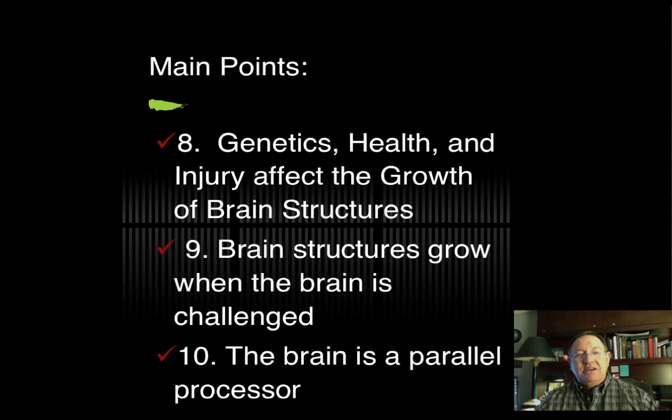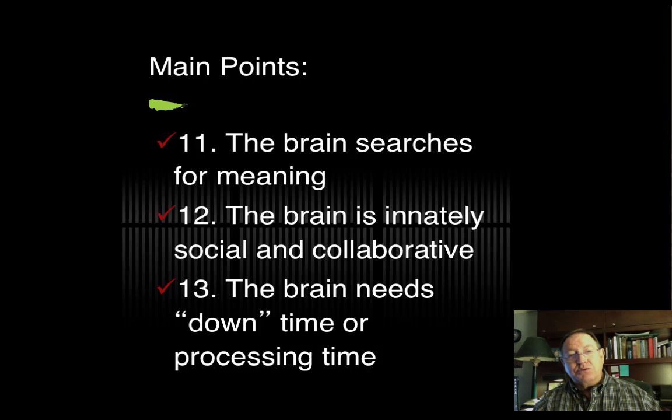And number 10, we learn the obvious thing that the brain is what's called a parallel processor, and we'll talk about that some later. The brain is a computer. We all know that, but it is such an amazing computer, so complex, that we still don't know exactly how it works. 11, the brain searches for meaning.